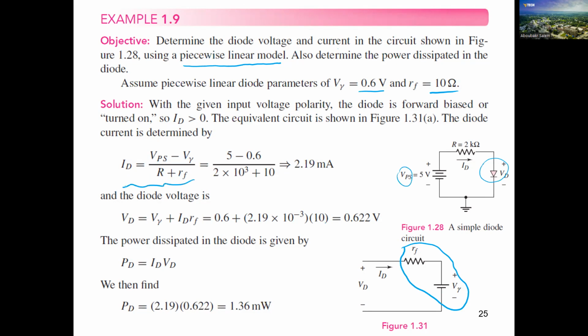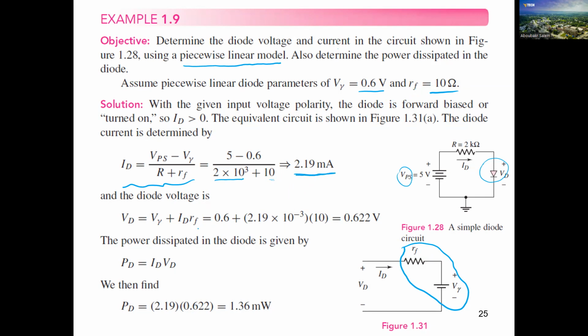This is the first equation I described with you about half an hour ago. Here we consider the value of RF. So 5 minus 0.6, V gamma is given as 0.6, divided by our load resistance, 2 kilo ohms, plus 10 ohms, the resistance of our diode. By the way, this diode resistance is relatively high, which means this diode is very low power, and we expect to have relatively high losses if we flow relatively high current. So this is now the value of current, 2.19 milliamperes.